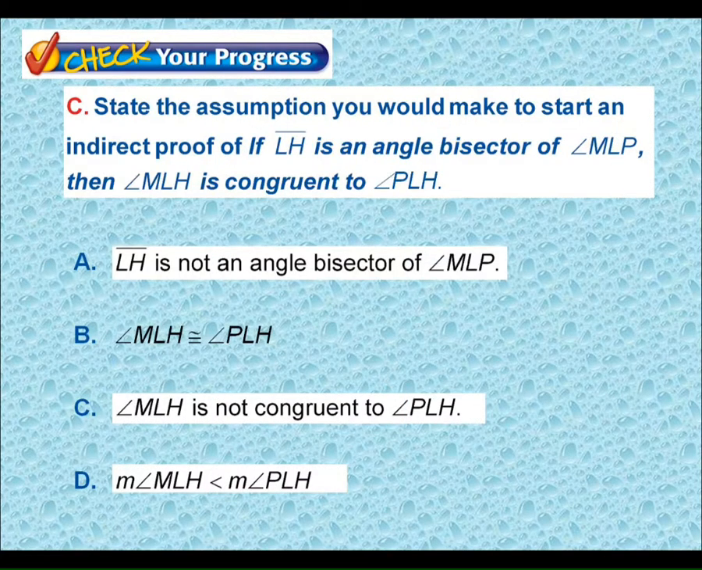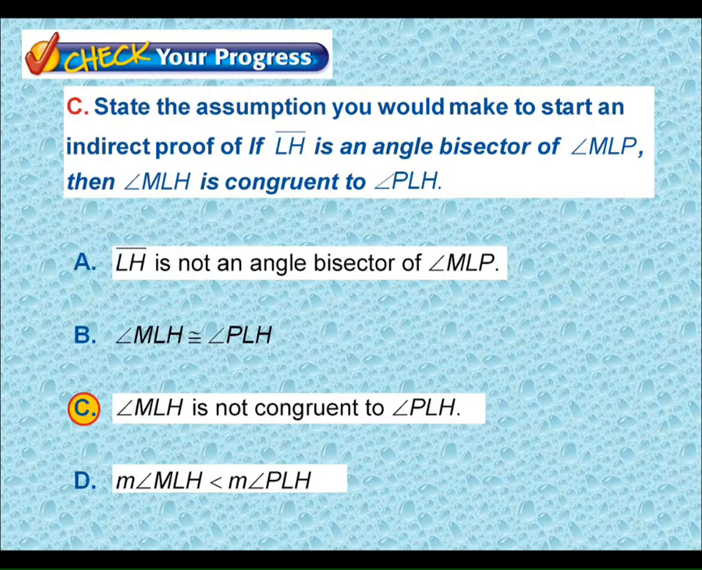Last one here, I think. If LH is an angle bisector of MLP, then MLH is congruent to PLH. Which of these negates what is trying to be proved? It's C, right? Because this is what we're trying to prove: MLH is congruent to PLH. So our assumption would be MLH is not congruent to PLH. This is our given. We're given that LH is an angle bisector. We're starting by negating what is to be proved.